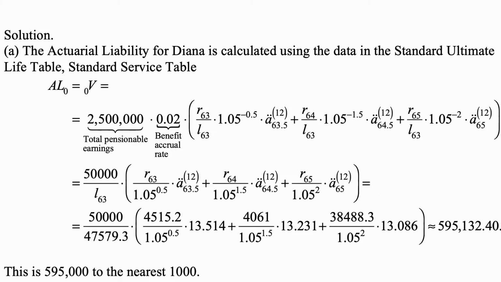And all of those numbers are in the standard service table and standard automatic life table. We plug them in and we get approximately, after calculation, 595,132.40. This is 595,000 to the nearest 1,000.